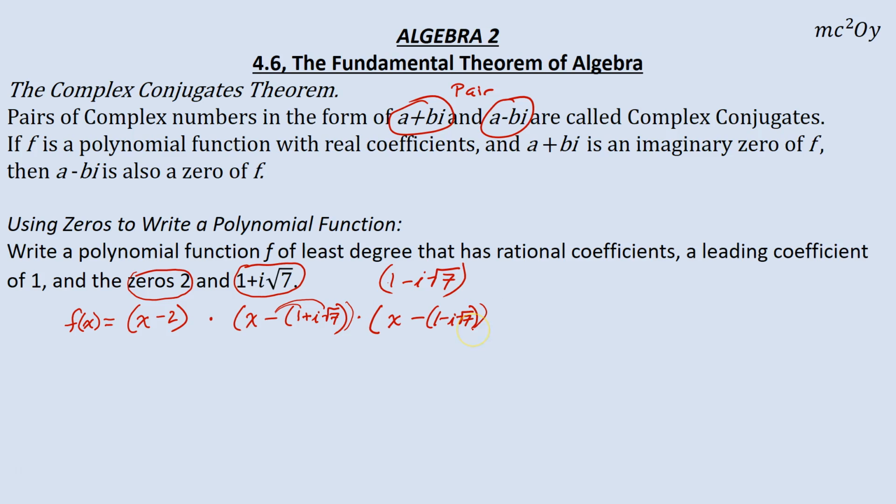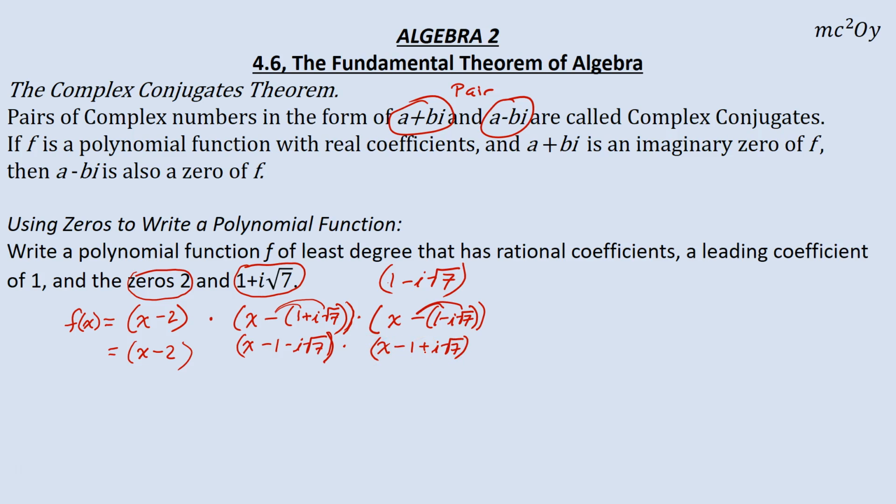that I have. And technically I have another bracket or parenthesis around each of these, to close that one. So when I distribute that, I get x minus 1 minus i root 7 times, and I'm going to distribute that. So I get x minus 1 plus i root 7. All right, so I have those quantities, and I still have my x minus 2.